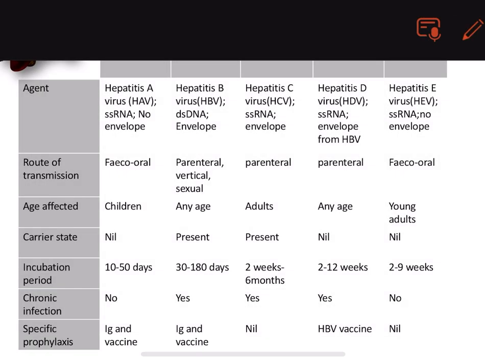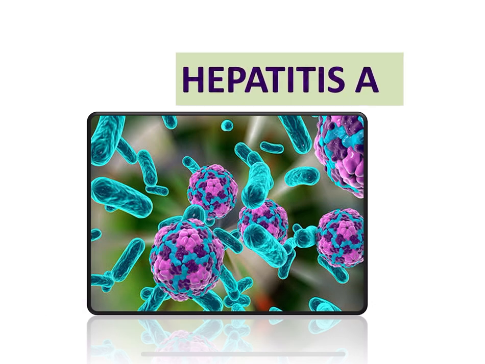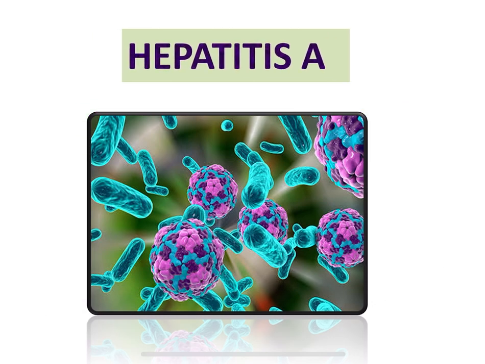Now, let us start to discuss in detail about hepatitis A. From the chart, we have some idea. To some extent, we can figure out what is the causative agent, what is the mode of transmission. So we will have a better clarity in detail about it.